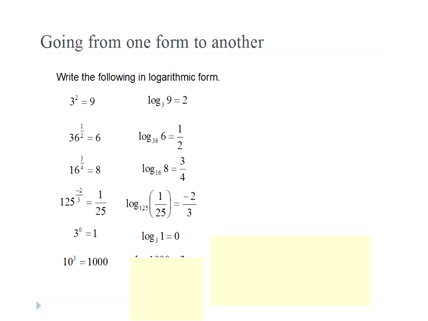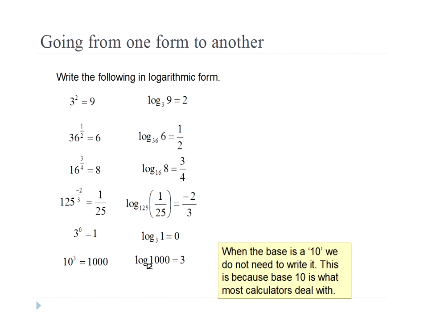Now the last one, very similar to all the rest, except you may notice that I didn't put the base in. Now that's not a typo. What happens here is that when the base is 10, we don't have to write it. You can write it, but we don't have to. I won't write it.